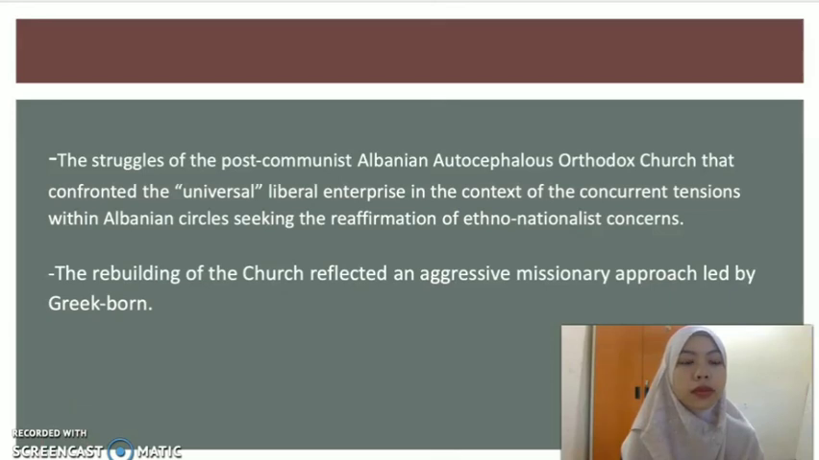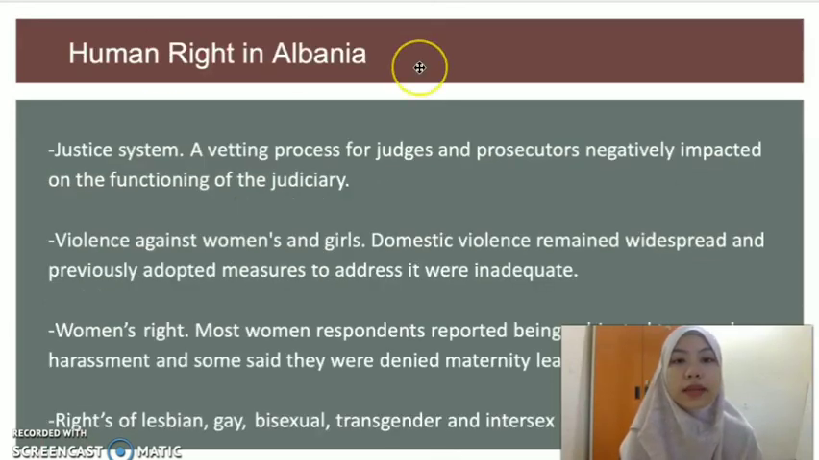Next, we move to human rights in Albania. First and foremost is the justice system. A vetting process for judges and prosecutors negatively impacts the functioning of the judiciary. Second is violence against women and girls. Domestic violence remains widespread and previously adopted measures to address it were inadequate. Third, women's rights. Most women respondents report being subjected to sexual harassment, and some said they were denied maternity leave.